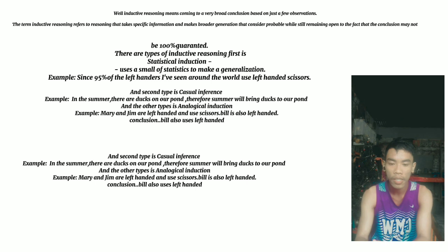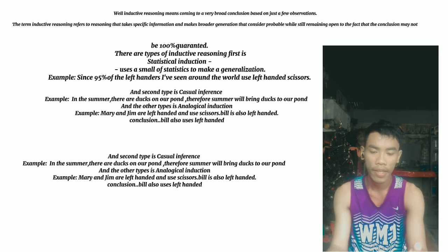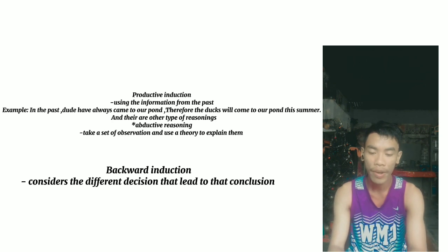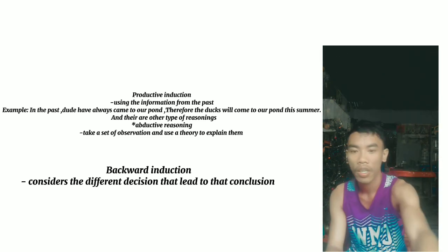And the next type is analogical induction. Example: Mary and Jim are left-handed and use left-handed scissors. Bill is also left-handed. The conclusion: Bill also uses left-handed scissors.